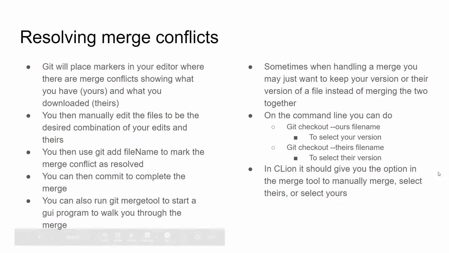Merging. If you're on the command line and you wanted to select particular versions of people's files, you would say git checkout --ours and then our file name to select your version, the version that you have, and then git checkout --theirs to select the version that you got from the server. Right? If you had some merge conflict, what was being merged into.